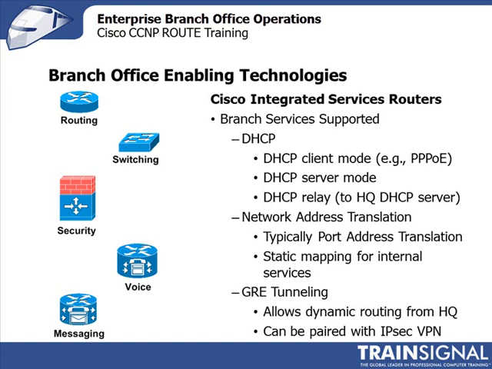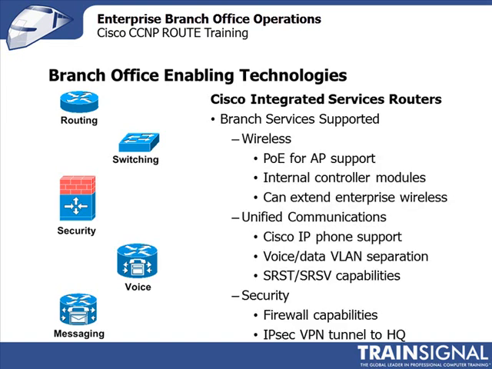Network address translation is another factor that these devices are going to bring. It's usually going to be port address translation, which means a single IP address to whatever services are located behind the NAT boundary. And obviously, if there's specific things that need to be mapped, you can do that using static mapping. In fact, in the lab that we have set up, I have a very extensive list of static mappings created in order to be able to easily access the devices that we configure in our lab exercises. And then obviously GRE tunneling, which allows dynamic routing from the headquarters. We configured this in one of our previous labs. And it can be paired with IPsec-based VPN to support both routing protocols and secure encryption.